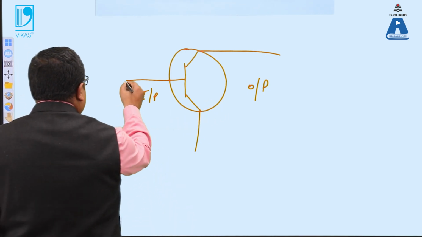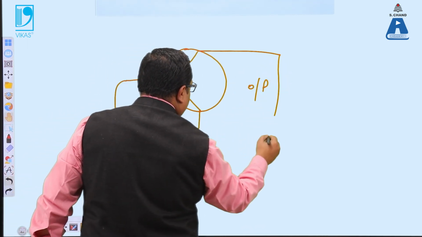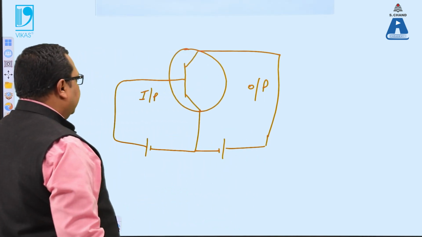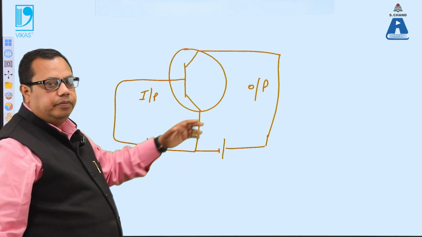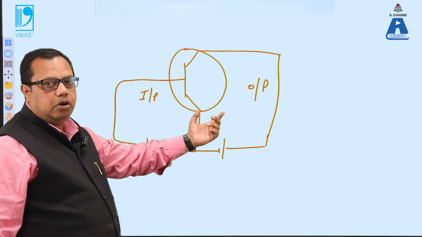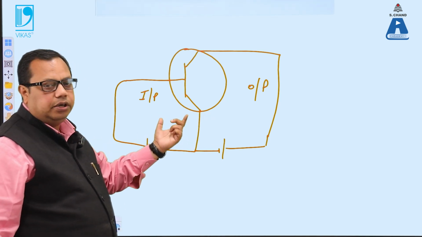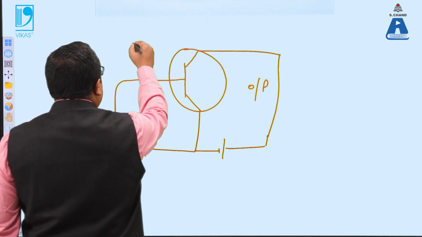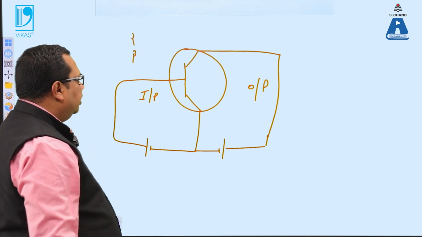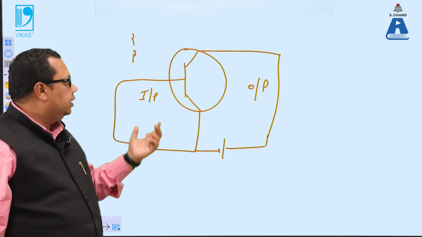So let's see, this is the common emitter type. When we give the supply like this, this is the input and this is the output. The variation in the output will be according to the input only. When we say alpha, this is the current gain in the common base, and beta is the current gain in the common emitter. So alpha and beta are the two characteristics which are used as current gain.